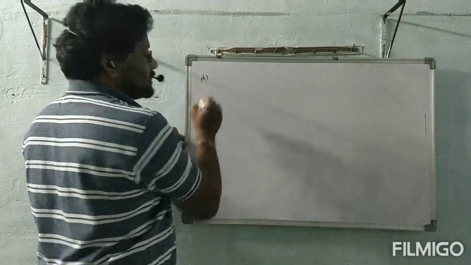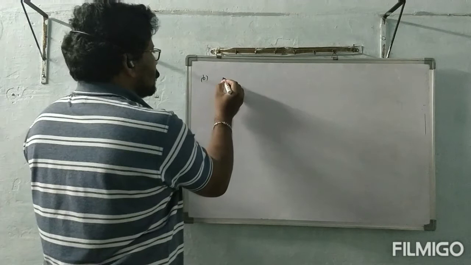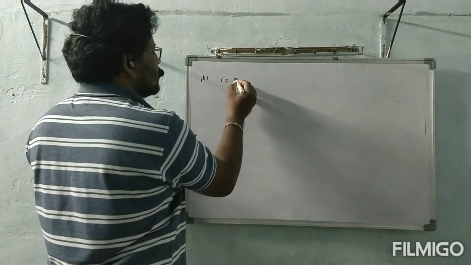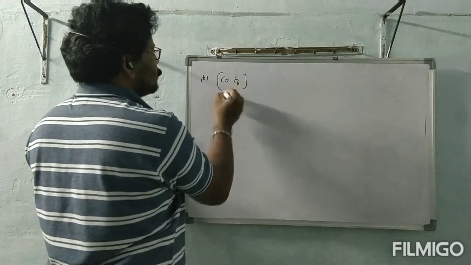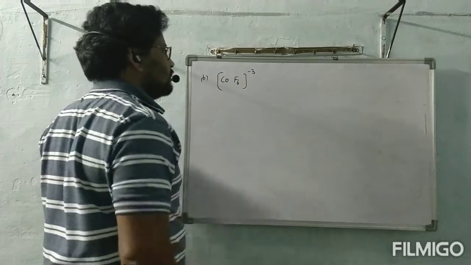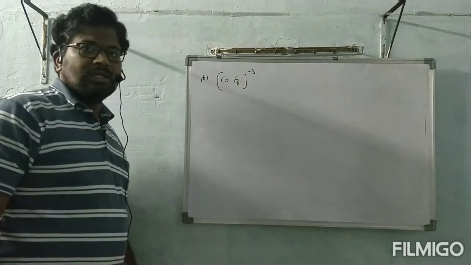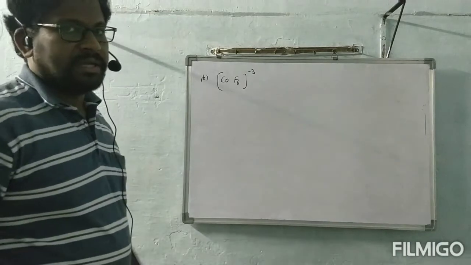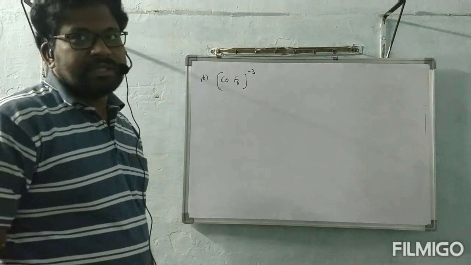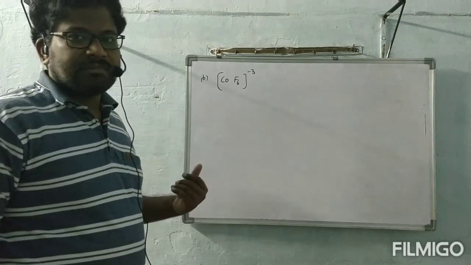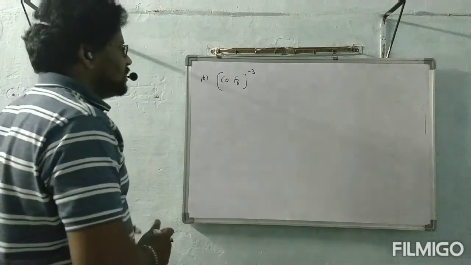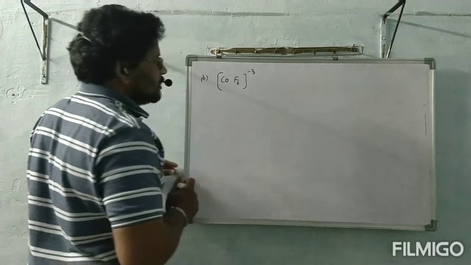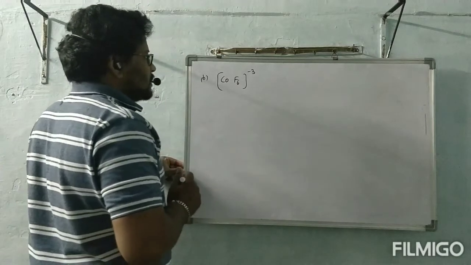next, example B, that is [CoF6]-3. What is that? [CoF6]-3. Here the complex is a negative complex, then the counterions must be positive counterions. Okay, ma'am? Now let us see [CoF6]-3. How are we going to say?